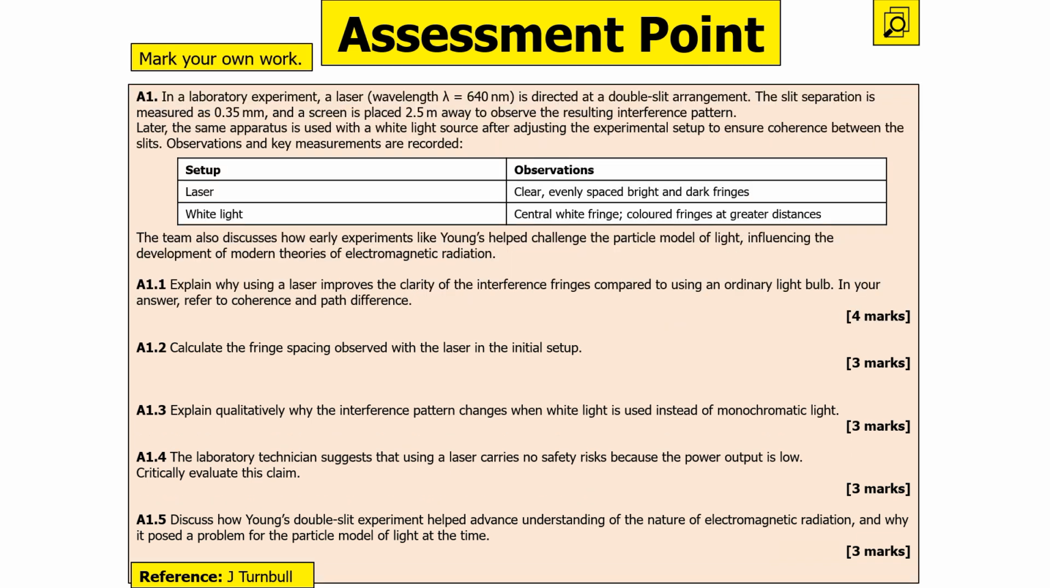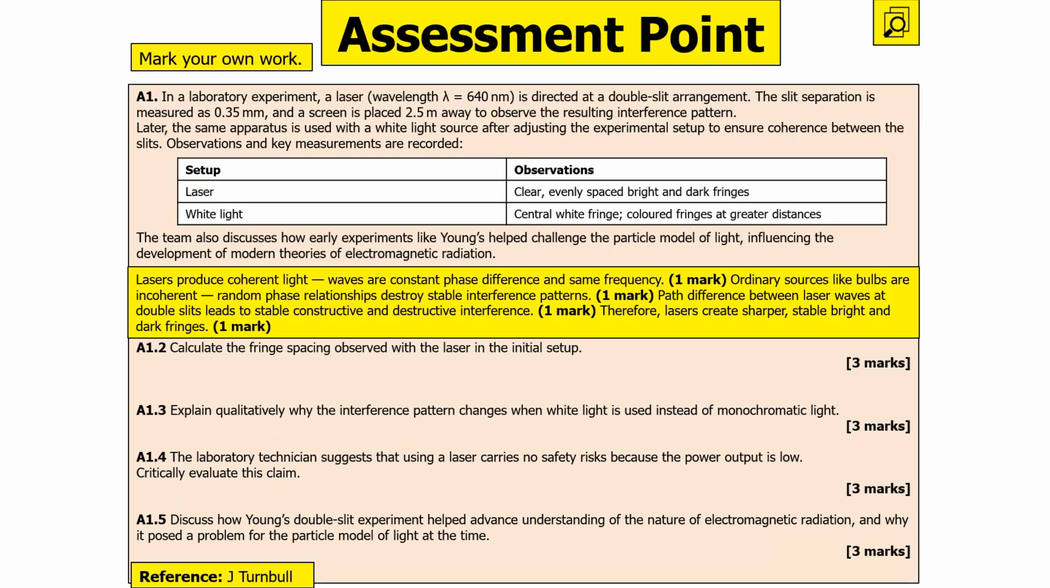Right, in this first one, lasers produce coherent light, so they've got a constant phase difference and the waves have the same frequency. Ordinary sources like bulbs are incoherent. They have a random phase relationship, so there's no interference pattern. So the path difference between the laser waves at the double slits leads to a stable pattern of constructive and destructive interference.